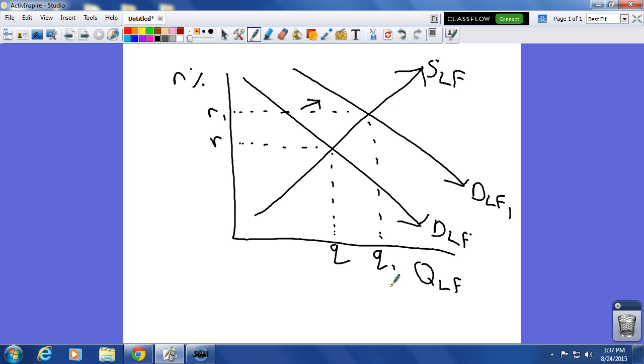Okay, so that equilibrium real interest rate went up, the equilibrium quantity of loanable funds went up. So the last thing you have to do is tell me and write down what happened to that real interest rate and what happened to the quantity of loanable funds. So your real interest rate went up and your quantity of loanable funds also went up. So after that increase in demand for loanable funds, your equilibrium real interest rate went up and your quantity of loanable funds also went up. All right, so you're good to go there.